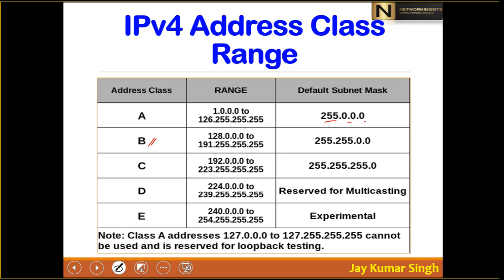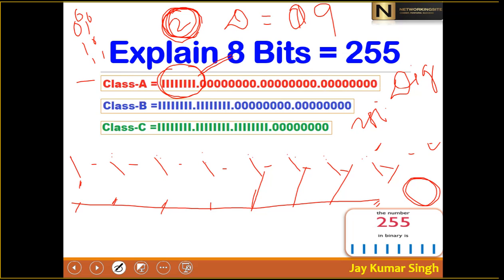Same like class B. Class B has how many bits? 16. So 8 bit equal to 255, and the second 8 bit equal to 255, and the other is 0 because no bit is remaining, right? Class C has how many bits? 24. That's why, see, 8 bit, 8 bit, 8 bit, remaining is 0. Done? Okay.